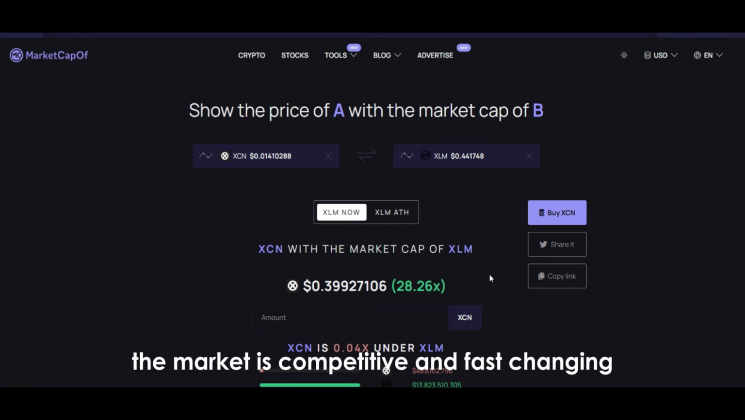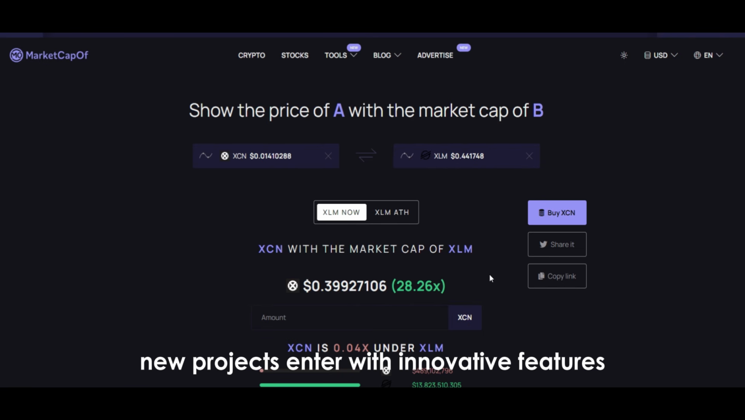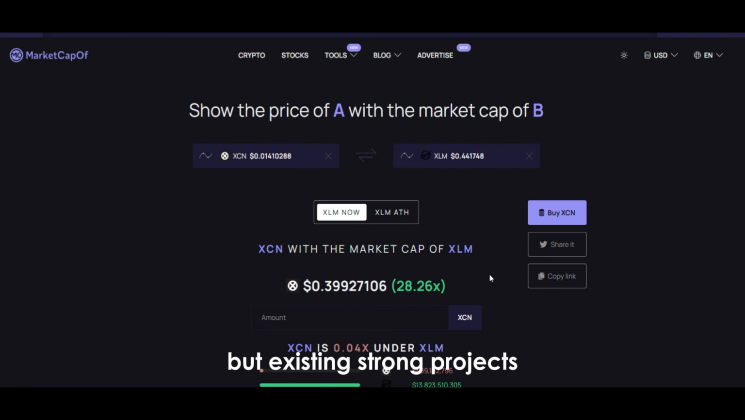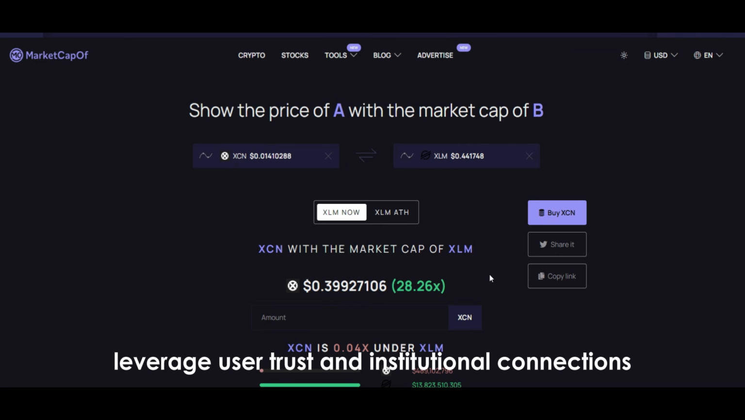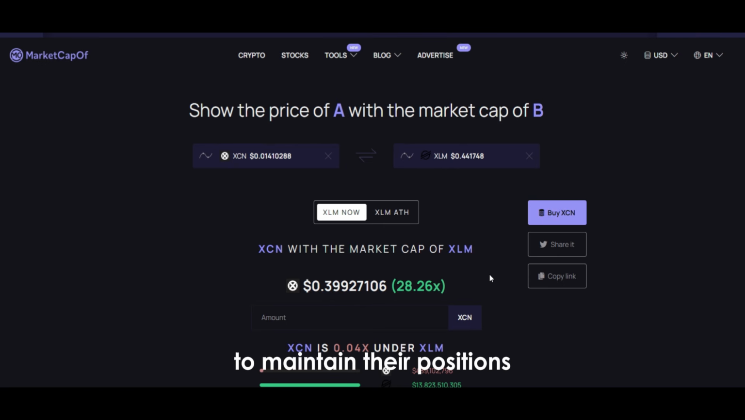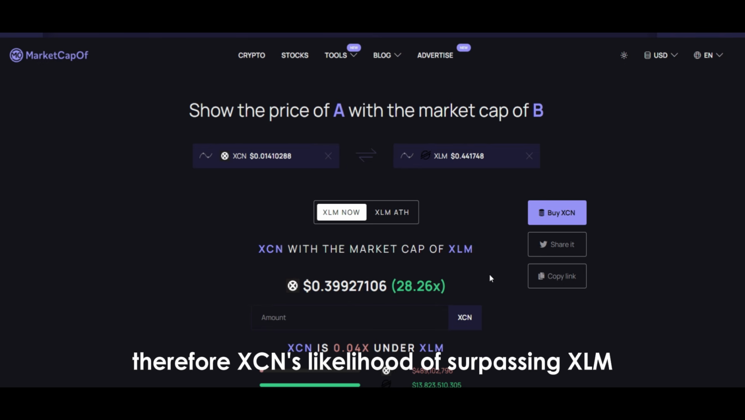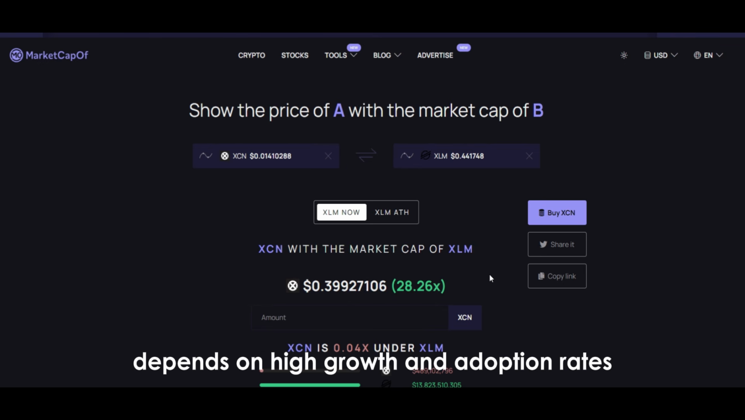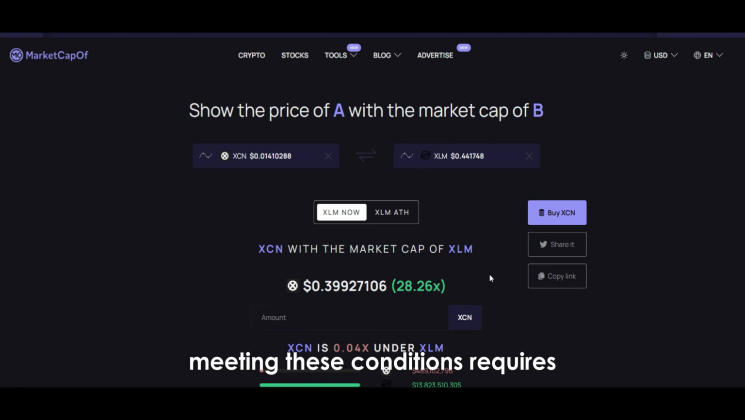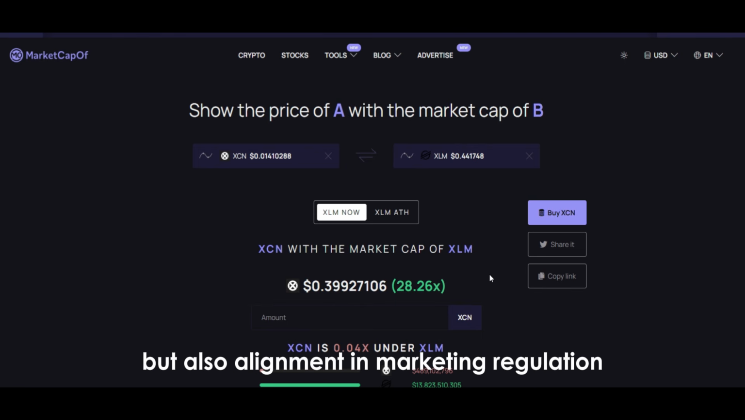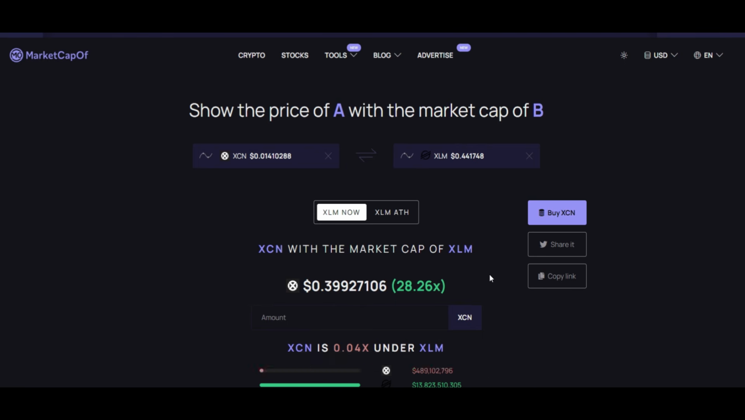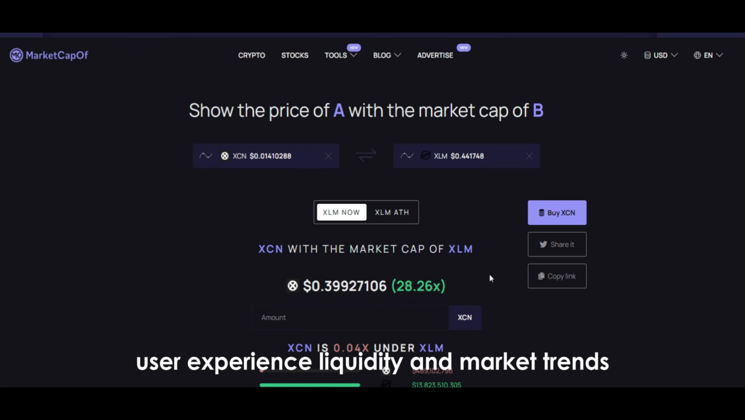The market is competitive and fast-changing. New projects enter with innovative features, but existing strong projects leverage user trust and institutional connections to maintain their positions. Therefore, XCN's likelihood of surpassing XLM depends on high growth and adoption rates. Meeting these conditions requires not only technological success, but also alignment in marketing, regulation, user experience, liquidity, and market trends.